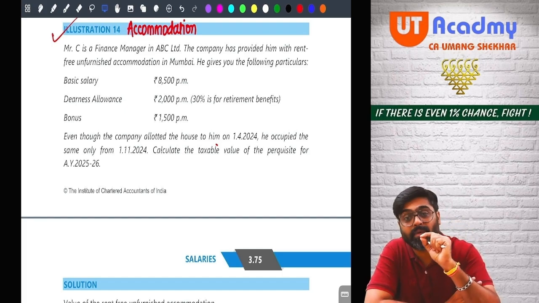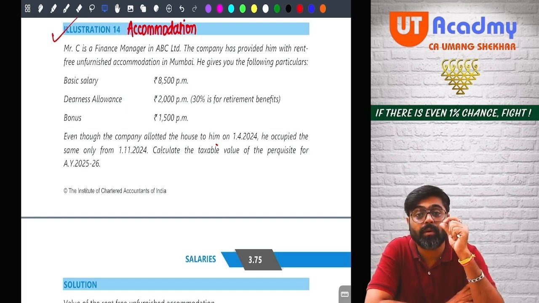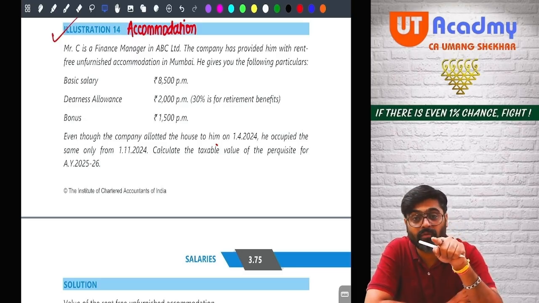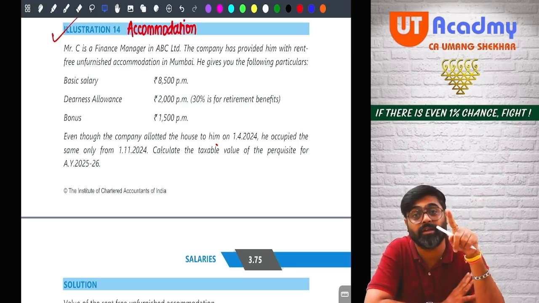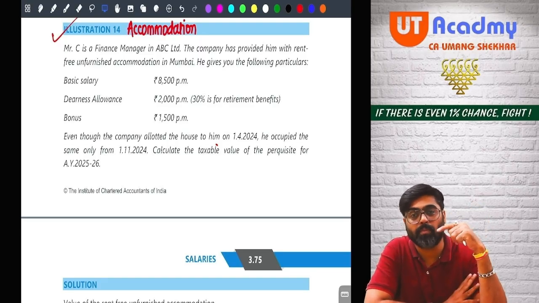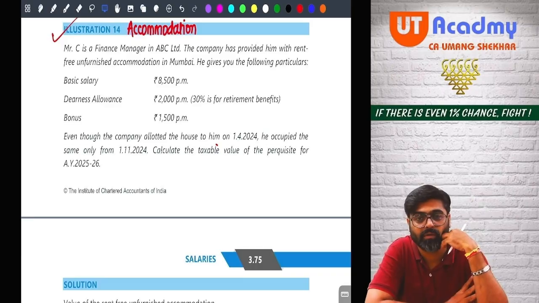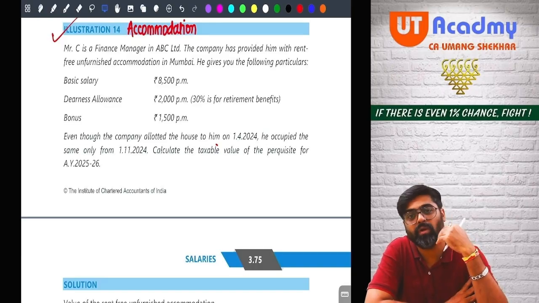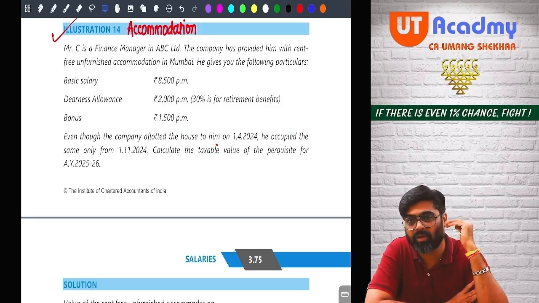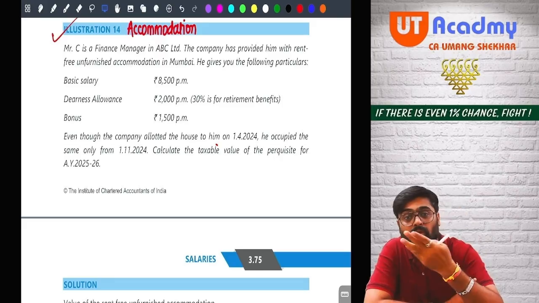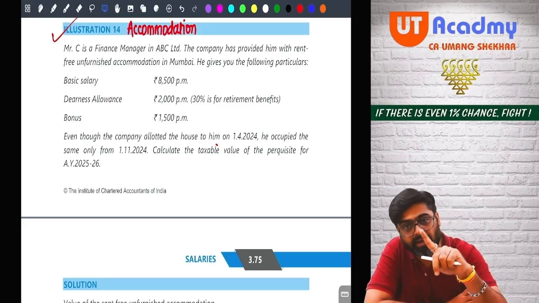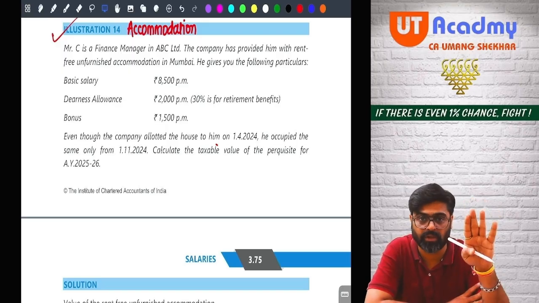If the accommodation is owned by the employer in a place where the population is more than 40 lakhs, can I say Mumbai will definitely have a population of more than 40 lakhs as it is a metro city? See, in case of other cities, the population cannot be known by a normal person. How would I know what is the population of Udaipur? How would I know the population of Madurai? Because these are not metro cities. Their population can be more than 15 lakhs, but up to 40 lakhs, or their population can be less than or equal to 15 lakhs also. So they will definitely give me the population for those types of cities.